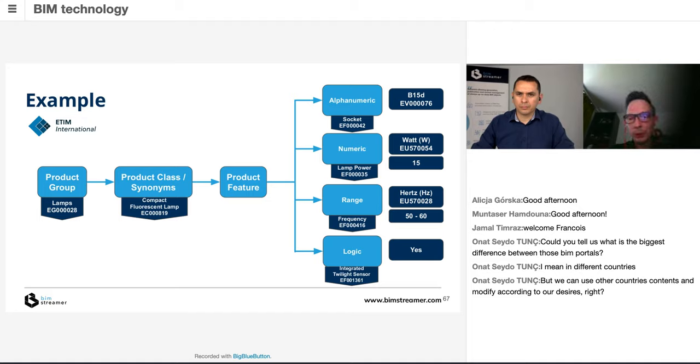There are multiple product features within one product class, and those product features will every time have one of those four feature types, which might create more clarity on the side of that specific product.